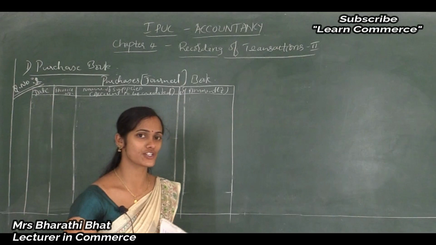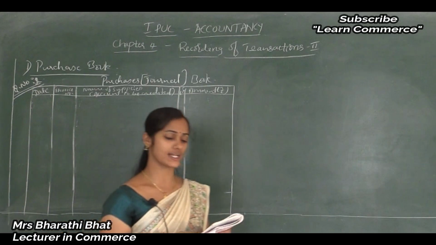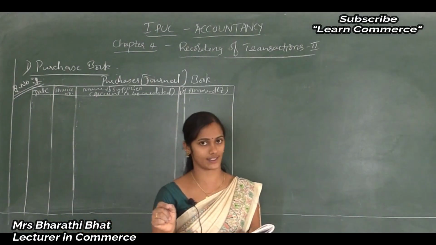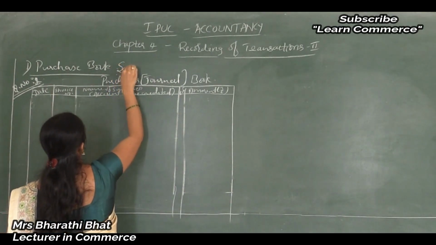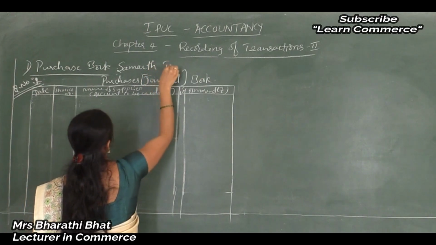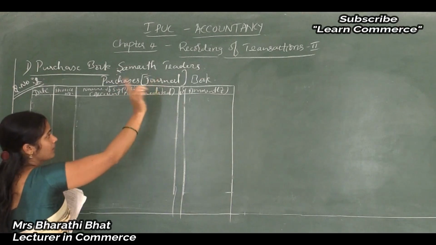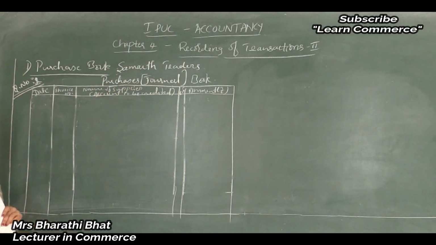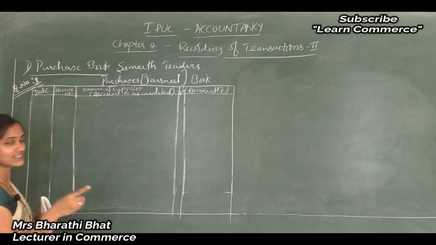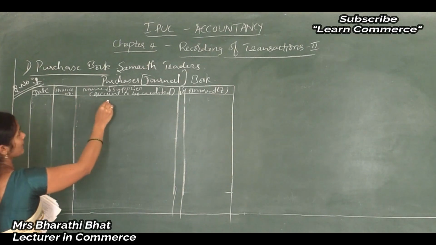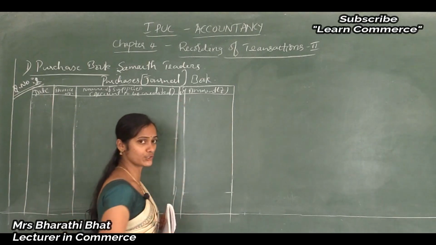Let's solve the second illustration. Very simple. See the question first. Enter the following transactions in the purchase book of Samarth Traders. So in the books of Samarth we have to prepare the purchase book. Write Samarth Traders. Below that, purchases journal book. Draw the format neatly, using scale and pencil to draw the lines. Date, invoice number, name of supplier, account to be credited, LF and amount in rupees.